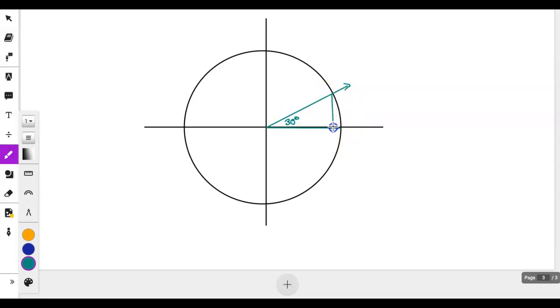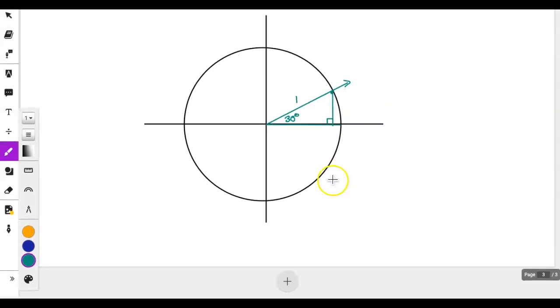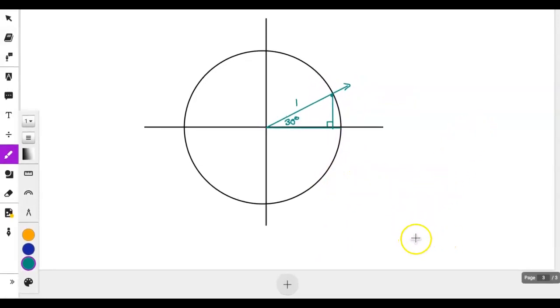If I drop down an altitude this time, and like I did earlier, I'm going to let the hypotenuse be 1 because the radius of the unit circle is 1. If I go down here, or I guess over because I'm out of room, and I draw a 30, 60, 90 right triangle, we can find the sides like I did earlier with the 45, 45, 90. So if this is 30 degrees, and this is 60 degrees, and this is 90, and we let the hypotenuse be 1 because, again, the radius of the unit circle is 1.